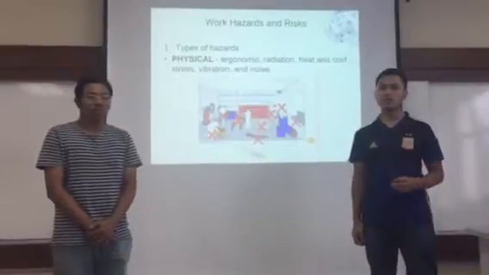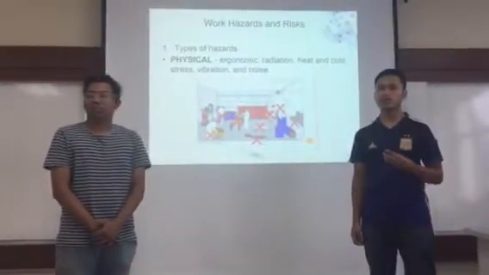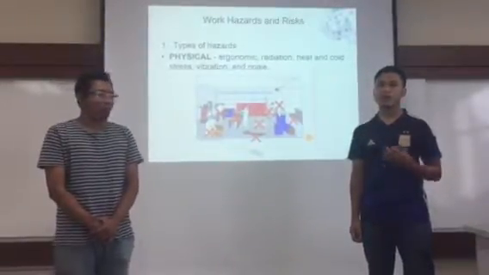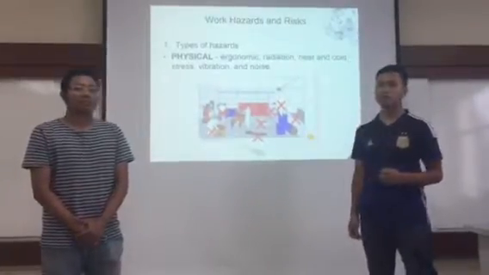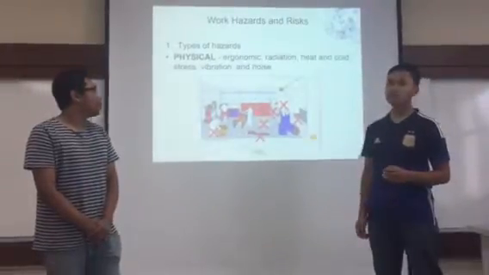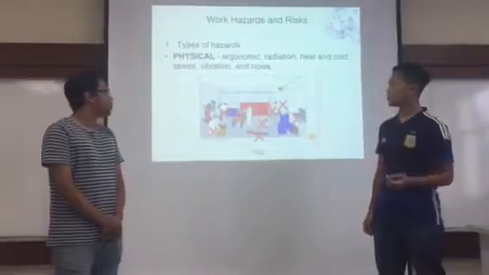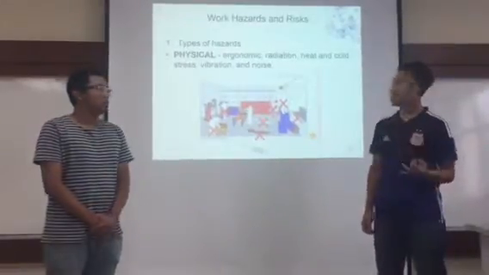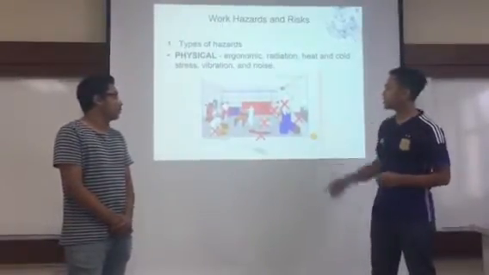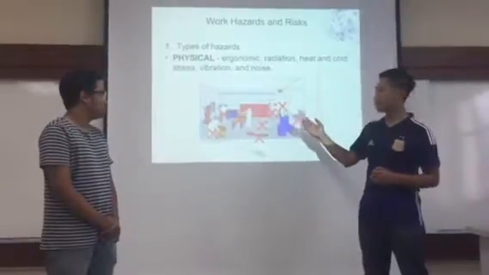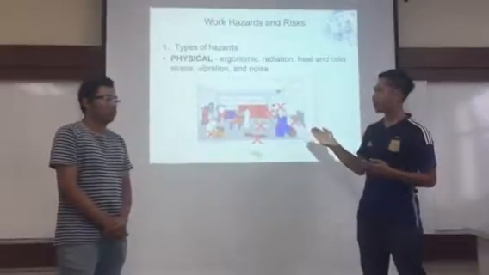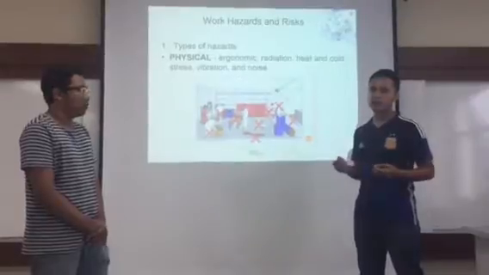There are a lot of types of hazards, but basically there are three types: physical, chemical, and biological. Firstly, I would like to explain what physical hazards are. Physical hazards include ergonomics, radiation, heat and cold stress, vibration, and noise. As you can see in these pictures, this is an example of physical hazard, which exposes you to pain, such as back pain.